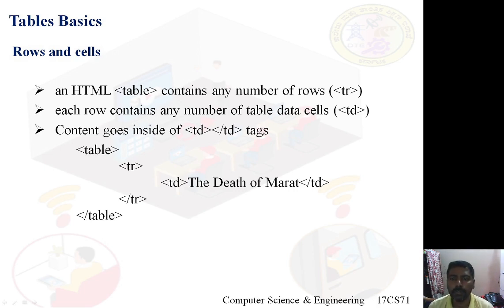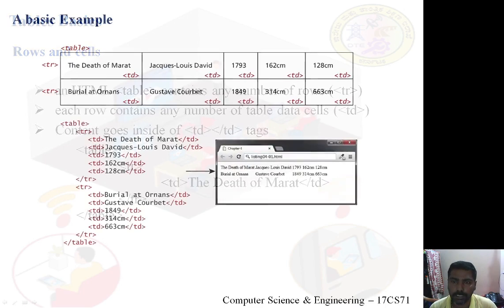So here, for the beginning and end of the table, I've used the table HTML element. Within the table element I've used the tr tag, and within tr I use td that identifies the beginning of one data cell, right? The content for the cell is within the td tag. Okay, the content is the date of Marat. Now you can see in the next slide how the table is being displayed.